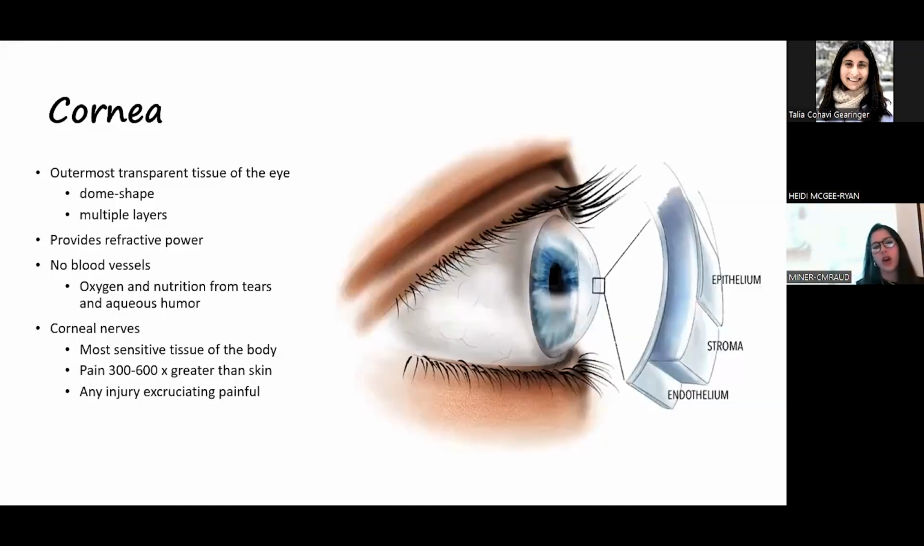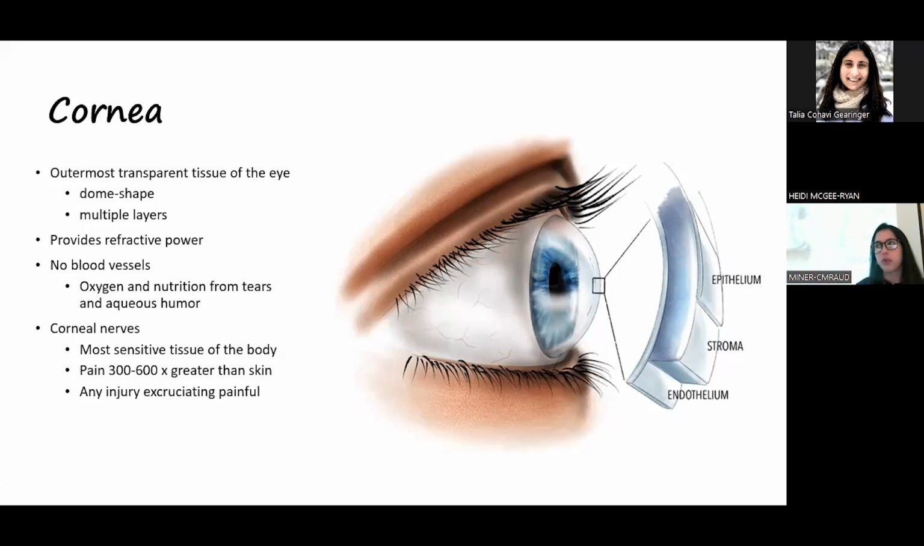It's the outermost transparent tissue of the eye that has that dome shape. You can see it first. It's that dome-shaped layer, the outermost layer of the eye. Importantly for this topic, the cornea has 5 different layers. We can see here epithelium, stroma, endothelium. We're going to go into more detail about them, but that's very important to be able to understand the different types of corneal transplants.